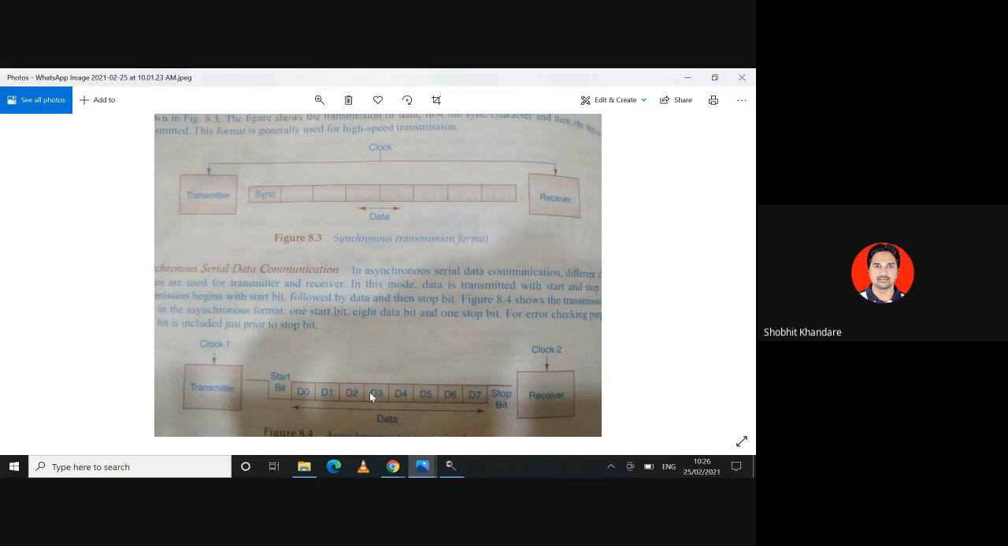So write down the first special function register now. Have you written about the SBUF register? Not yet. So write down the first one, SBUF register.